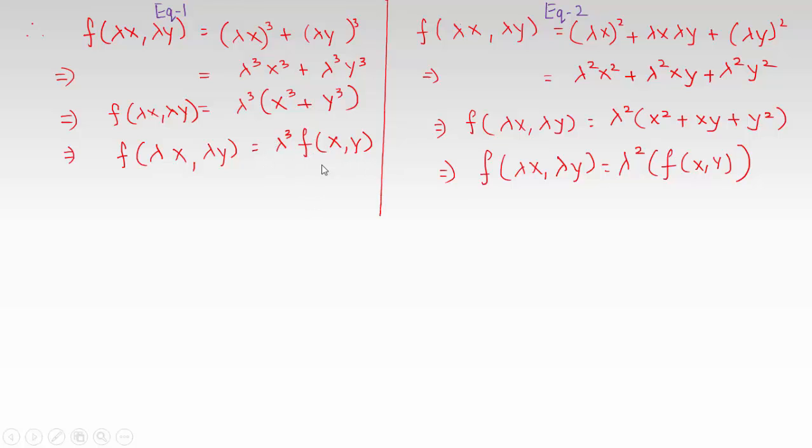This is our old equation. So from this relation we can say that f of lambda x comma lambda y is equal to lambda to the power n f of x y. So this is a homogeneous equation because it satisfies the only condition we have for homogeneity. Similarly, for equation 2 we can solve it like that. You can just check it out, and it also gives the same condition, which is satisfied. So that's how we can say that both of these are homogeneous equations.